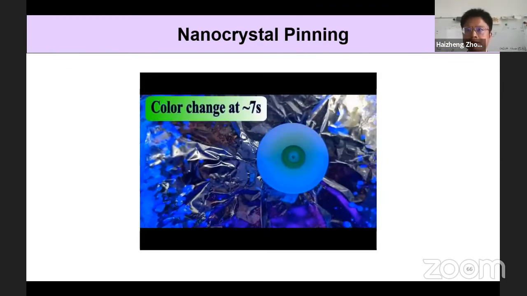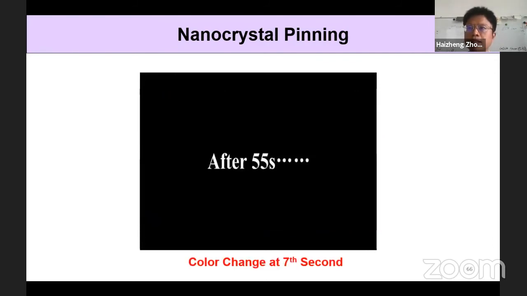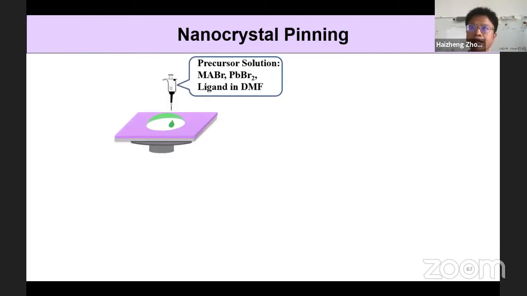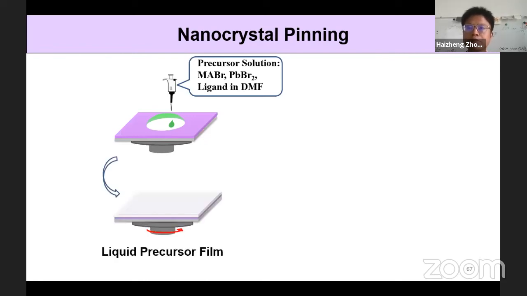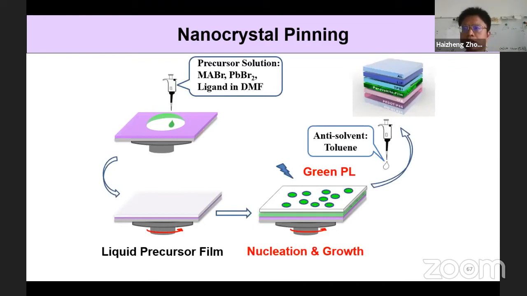As you've seen, we observed a color change during the spin coating at the 7th second. So we tried to understand what happened during this color change. Here I have a scheme for that. After dropping the precursors with spinning, a liquid precursor film is first formed. Then with the evaporation of solvents, perovskites start to nucleate and grow. By adding the anti-solvent, the growth is stopped. So here is the mechanism for this nanocrystal pinning.